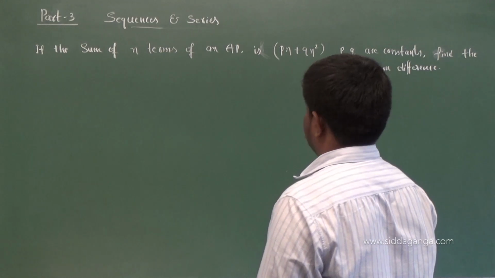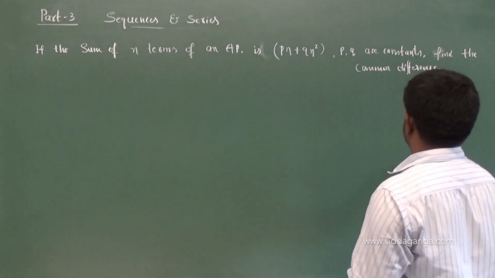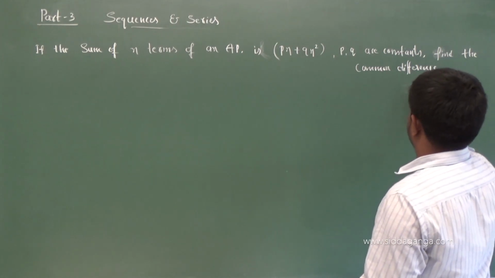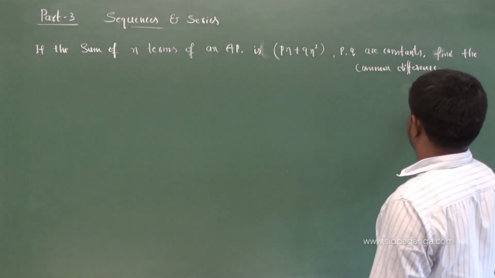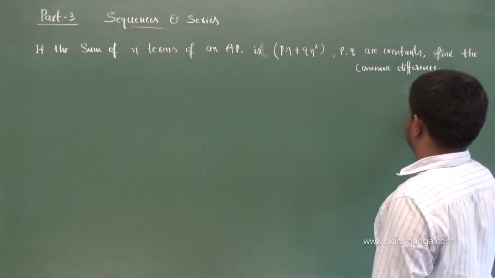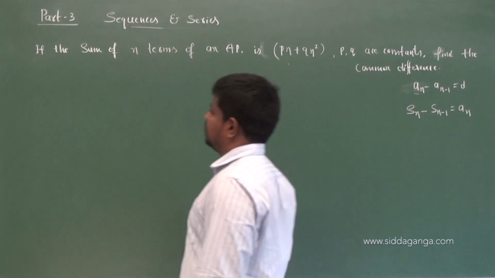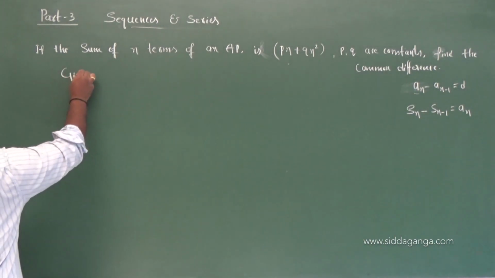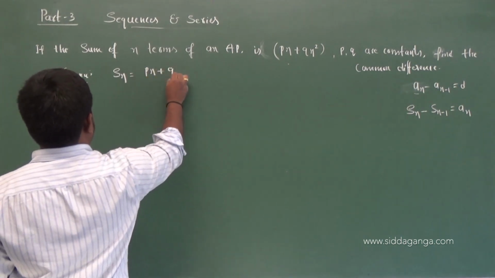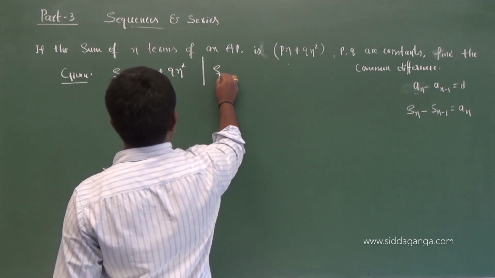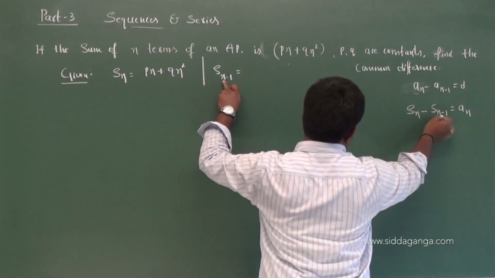The sum of n terms of an AP is given, Pn plus Qn square, for any constants P and Q. Then what is d? Yes, this can be found using the relation An minus An minus 1 is equal to d, right? Okay. So for that we need to find An. So An can be got by using the result Sn minus Sn minus 1 is equal to An. Anyway, Sn is given, that is Pn plus Qn square. Then what is Sn minus 1? I am replacing n by n minus 1, that's it. Why do we need this Sn minus 1? To find An, by using the result.